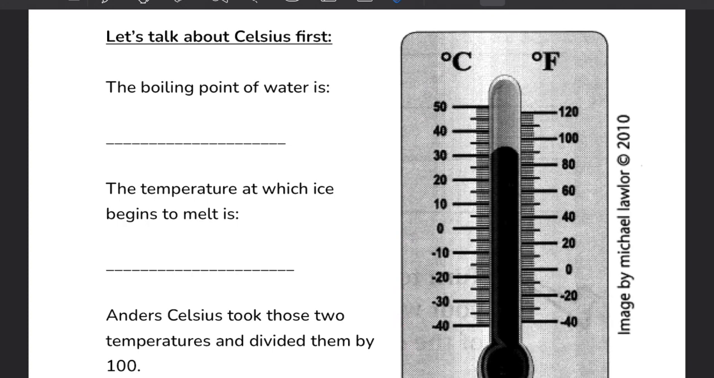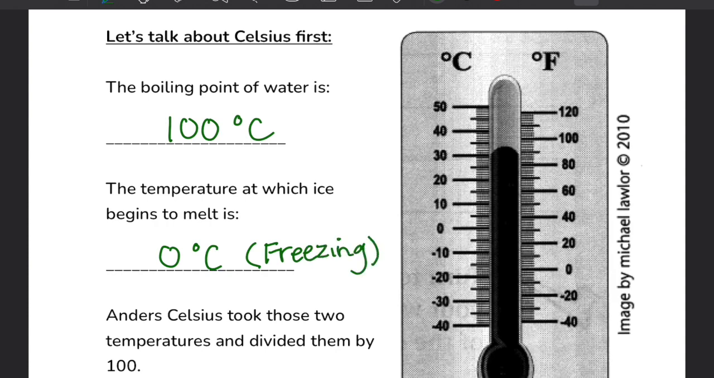Okay, and some of the common temperatures that we may be aware of are the boiling point of water. So water boils at 100 degrees Celsius, and the temperature at which ice melts is close to 0 degrees Celsius. We also consider this temperature to be the freezing point of water. So when we go from water to ice, or ice melts and turns into water, it's around that temperature.